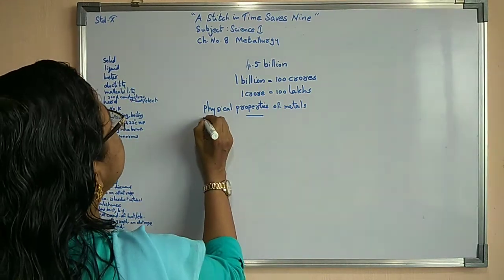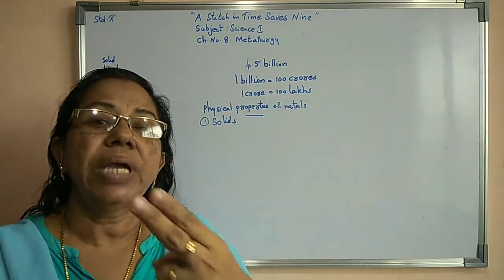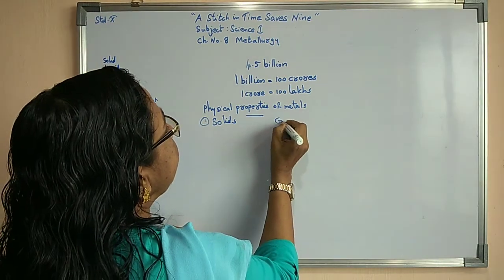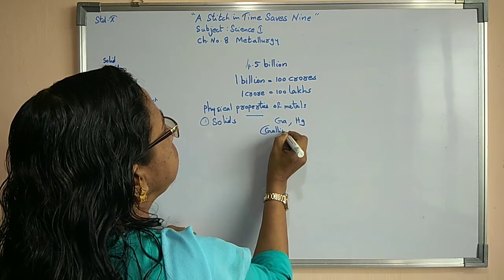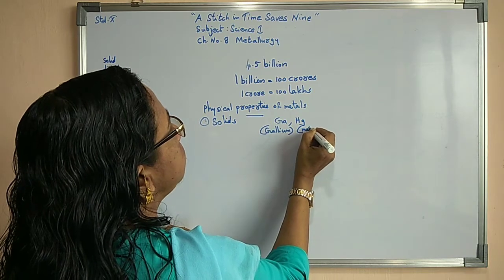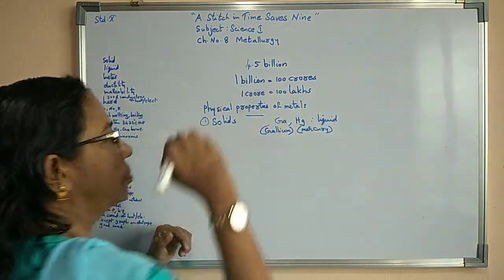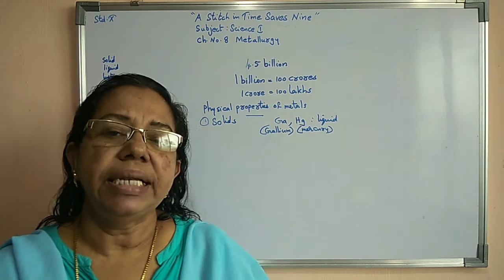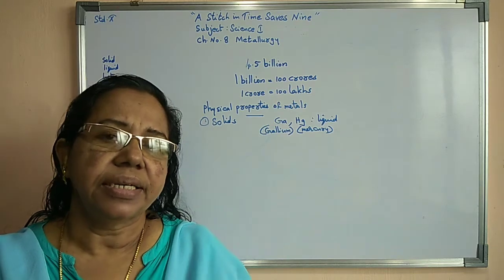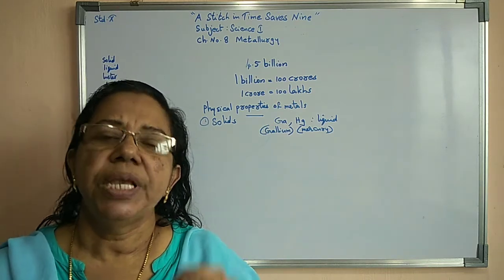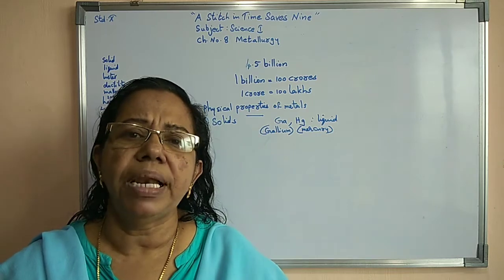First physical property, they are solids. But here two exceptions are there, that is gallium and mercury. Ga means gallium. Hg means mercury. They both are in liquid form. So we can say that metals are in solid form, but there are two exceptions, gallium as well as mercury. They are in liquid state at room temperature. Room temperature means normal temperature.